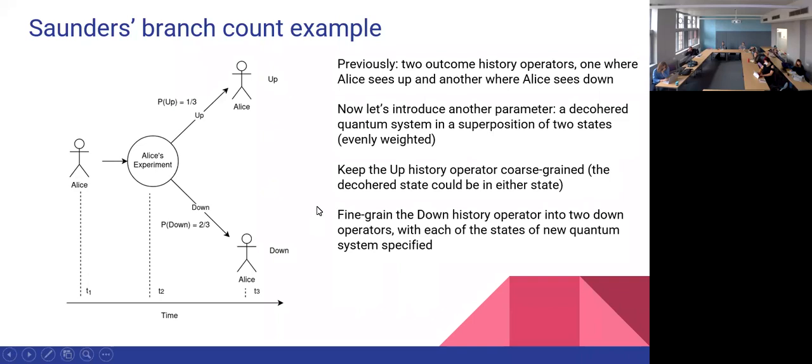So just to give a really toy example. Previously we would have had two history operators, one that represented up and one that represented down. We then introduce an imagined background quantum system in a single position of two states, evenly weighted. We keep the up history coarse-grained so that the decohered state could be in either state. This new system then would be coarse-graining out the states of the decohered state. But then we'd fine-grain the down history so that we got two operators. And then we get the correct proportion. A big toy example, because we wouldn't want tau to be that large usually.